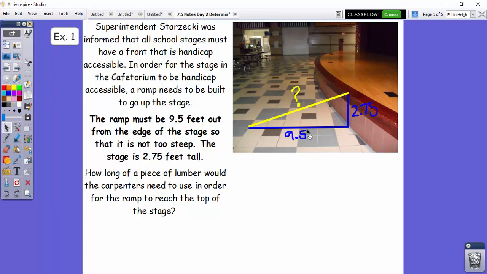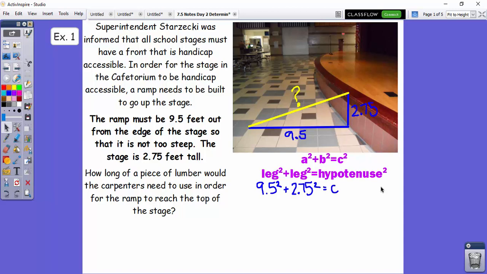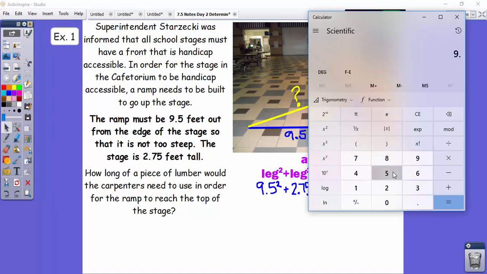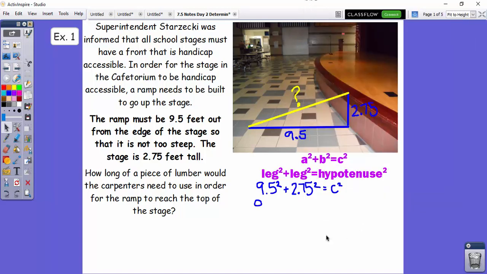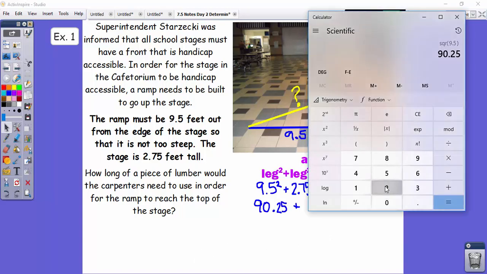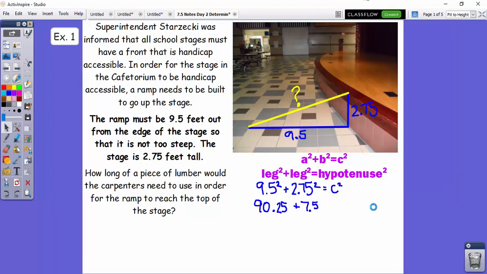Okay, so we can see that we have a right triangle formed here. The blue sides are our legs, and the yellow side is the hypotenuse, so we can use the Pythagorean theorem. If I know my legs are 9.5 and 2.75, then I can say 9.5 squared plus 2.75 squared equals c squared, my hypotenuse. If I do 9.5 squared, that's 90.25 plus 2.75 squared, that's 7.56, and that equals c squared.